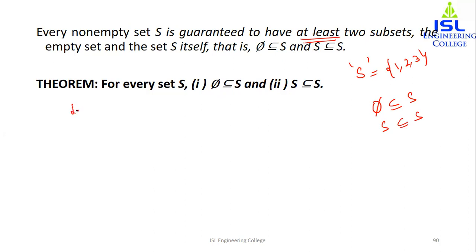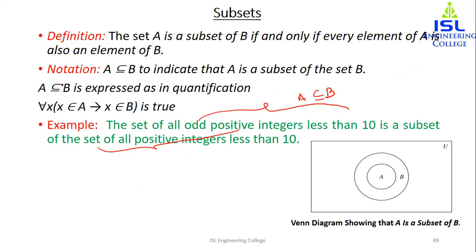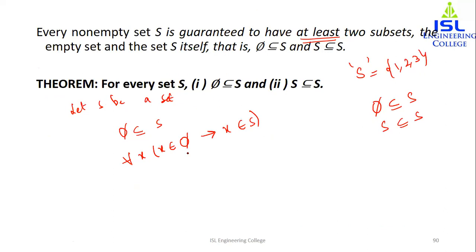Let S be a set. To show that the null set is a subset of S, we must show for all X, X belongs to the empty set implies X belongs to S. Now from where are we getting this property? This property was from here. Whenever we are supposed to show our quantification of subsets, we take this: for all X, if X belongs to A, then X should also belong to B. So now we have to show it with respect to the empty set.